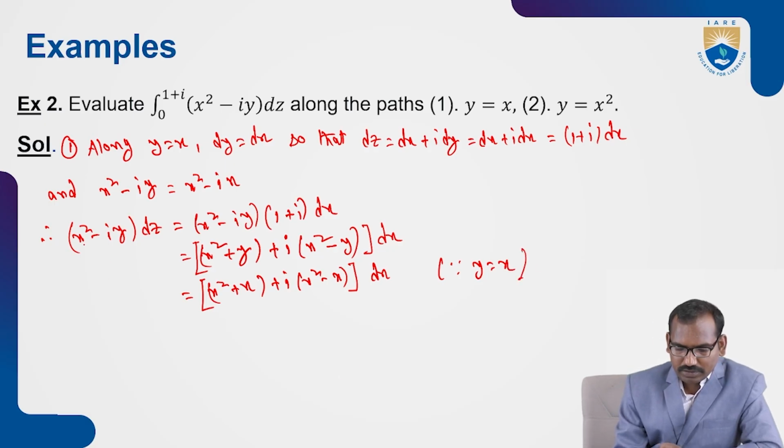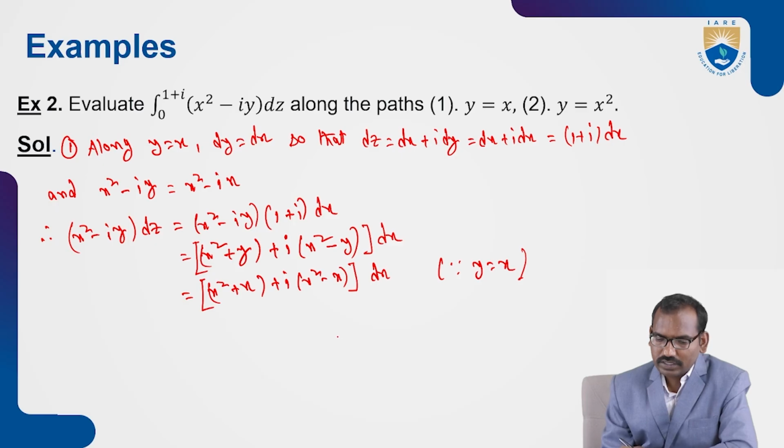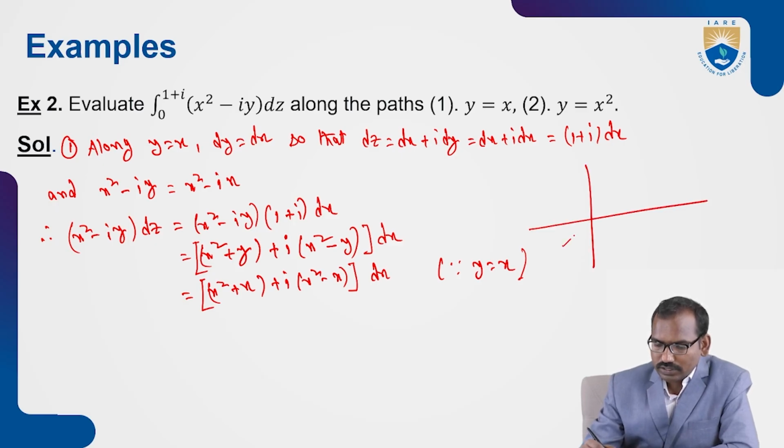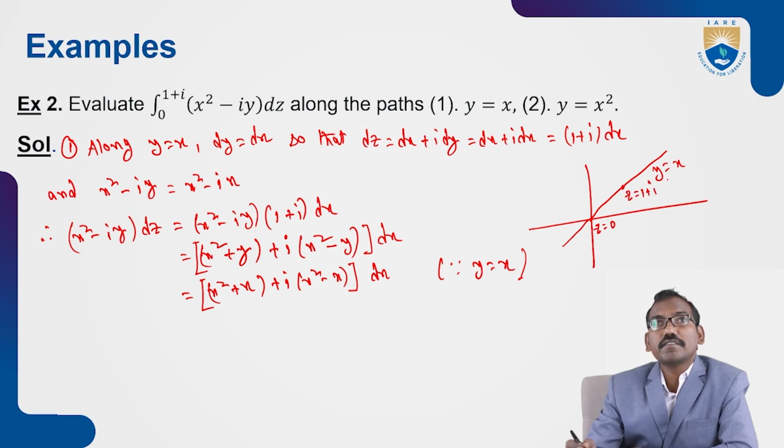So what you are observing here is that x square minus iy dz comes in terms of x only. Here we are performing the integration along the path y is equal to x, the line y is equal to x, from z equal to 0 to the point z is equal to 1 plus i. This is our path of integration, the straight line path.